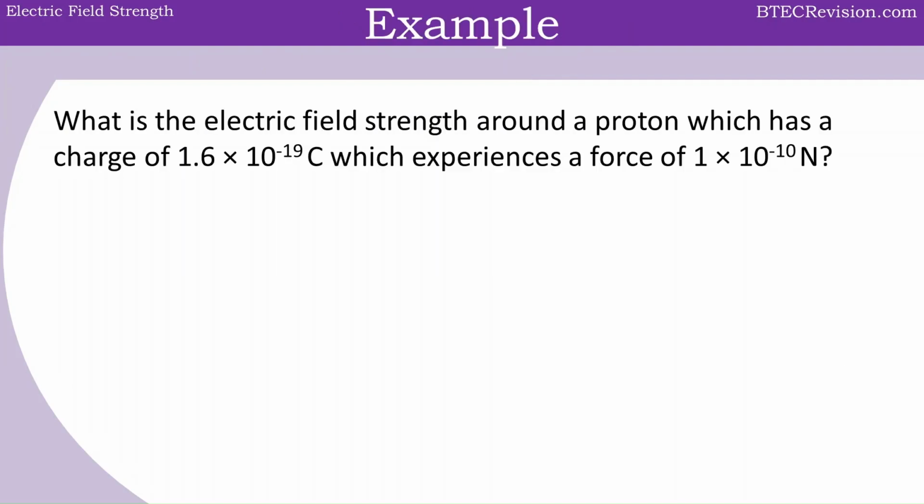Let's take a look at an example. What is the electric field strength around a proton which has a charge of 1.6 times 10 to the power minus 19, which experiences a force of 1 times 10 to the power minus 10 newtons? We can start by writing down our equation. Electric field strength E equals the force F divided by the charge Q.